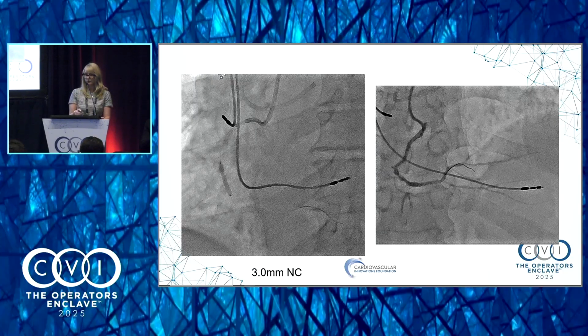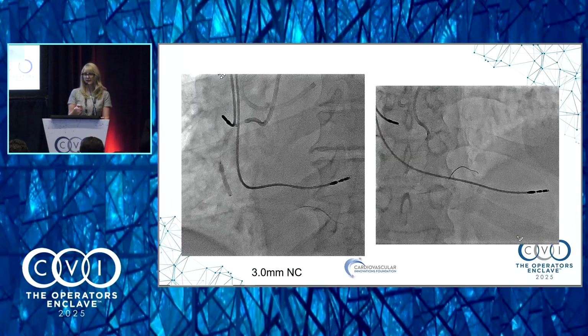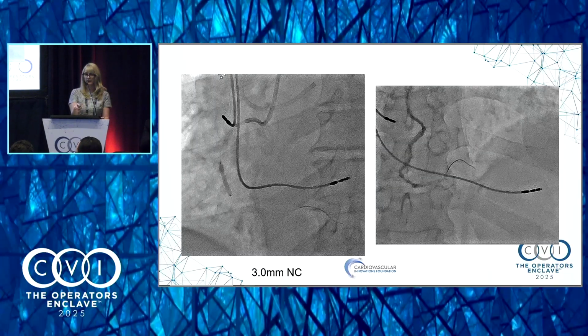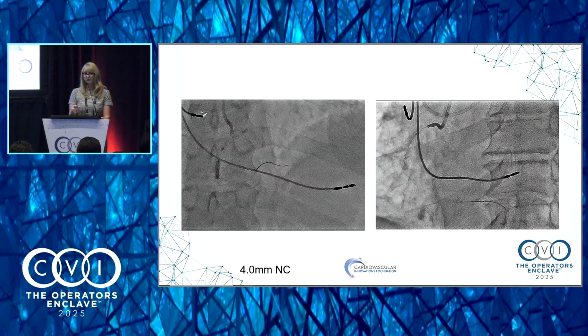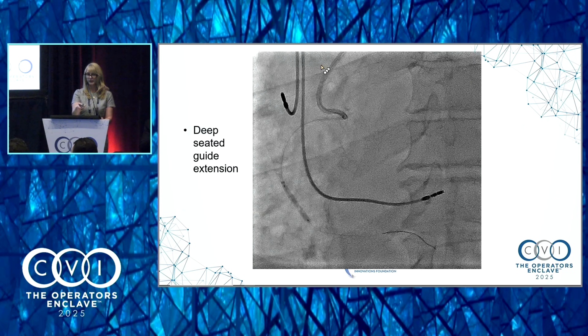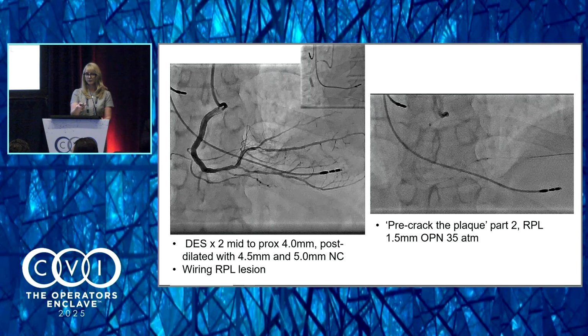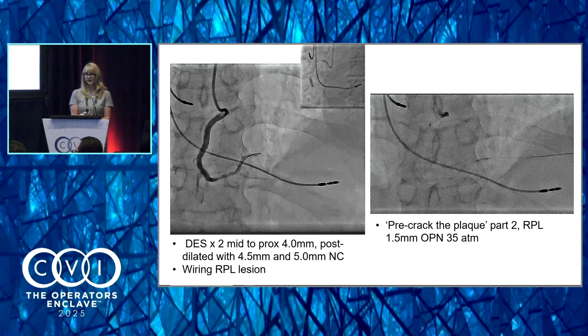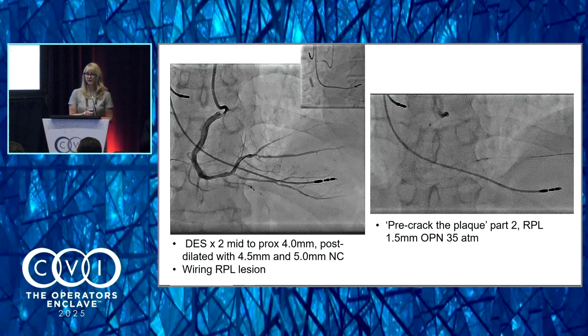And then I was able to go down with larger NC balloons, in this case initially a 3.0 NC, and this is what the vessel is looking like at this point. I then went down with a 4.0 NC throughout. And you can see again that concept of expanding cracks as we go up now with these larger balloons, which are marked with the yellow arrows. And I took a deep-seated guide extension down and started to deploy my stents through the mid-vessel. So I deployed 2 drug-coated stents and dilated with large NCs.